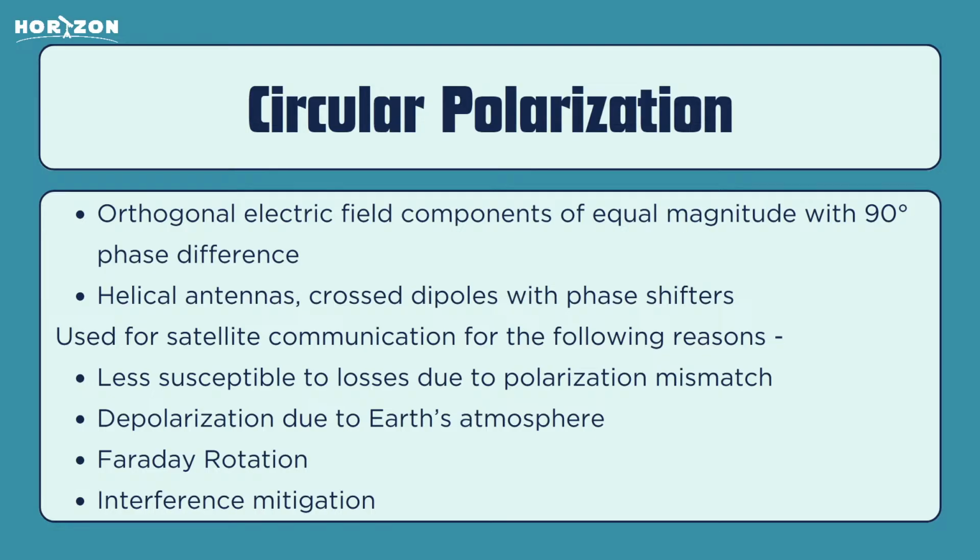Another way in which polarization is used is for interference mitigation, where two different polarization directions are used to reduce interference between the signals. For example, for circular polarization, right-handed circular polarization and left-handed circular polarization can be used to reduce interference.